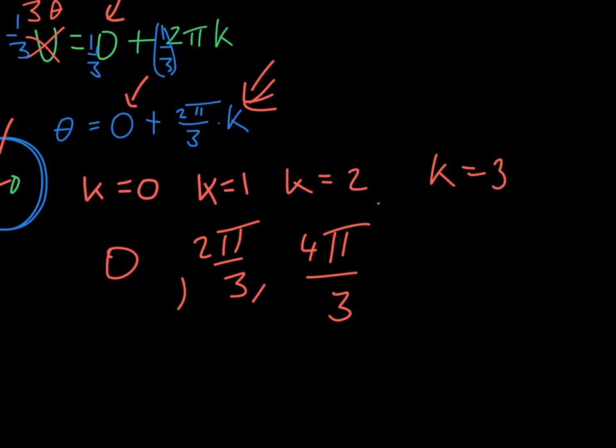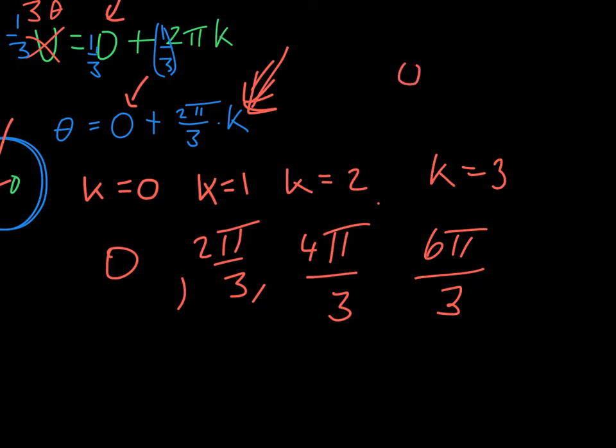So that's just 2 pi. I'm putting these numbers into k. Oh, and so now I got k equals 3, so I'm going to go 3 times 2 pi is 6 pi over 3. Uh-oh, that is 2 pi. So you don't get it. But do I include it or do I not include it?